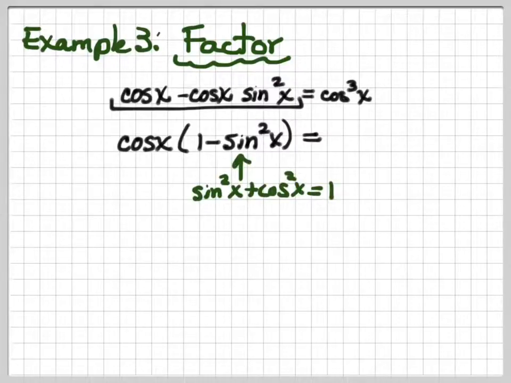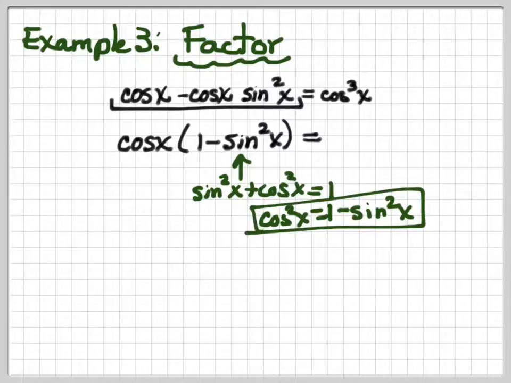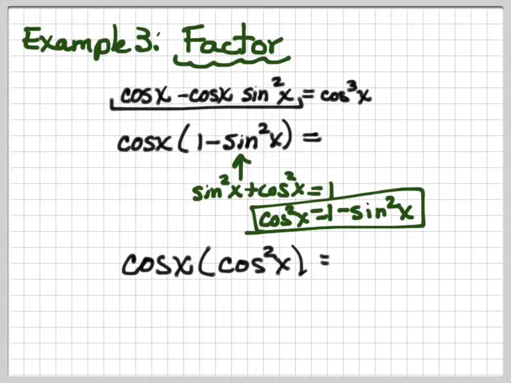And I know if I look at 1 minus sine squared x, you need to recognize that this is part of the Pythagorean identity. Sine squared x plus cosine squared x equals 1. So if I subtract sine squared x from both sides, I get cosine squared x. You need to write this down, think about it, and remember it, because this is something that's going to come up many, many times. So cosine squared x can replace 1 minus sine squared x. So I'll have cosine x times cosine squared x, which is cosine cubed x.